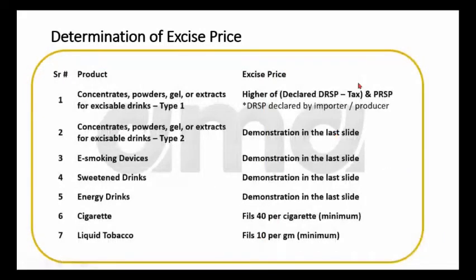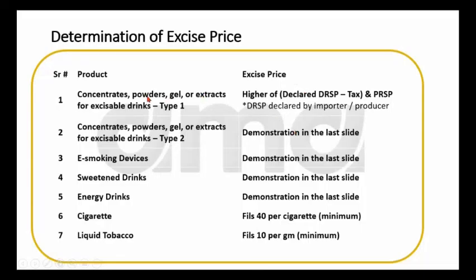And we demonstrated these four products. The same method which I have demonstrated for pricing is applicable. For concentrates, gels or extracts which are transformable into excisable carbonated drinks, it's simple: the higher of the designated retail sales price or the published price, the price which FTA has published, or the importer's or producer's declared price will become the DRSP. There is no need for that intricate process which we have just demonstrated before.